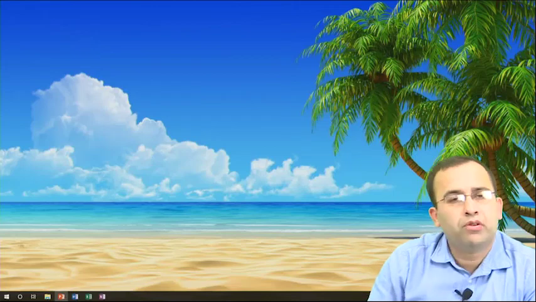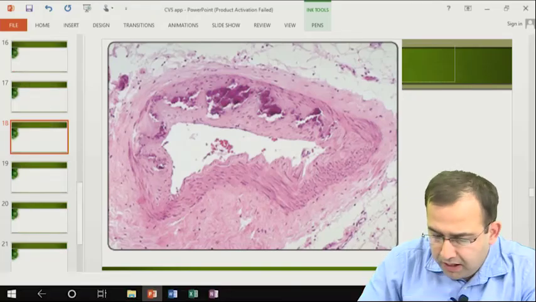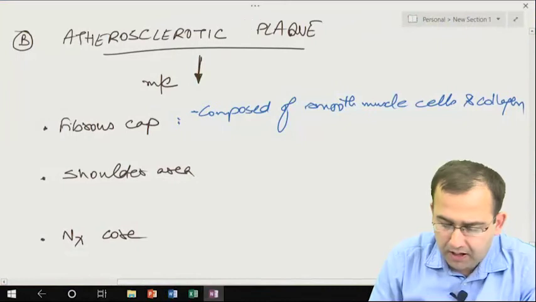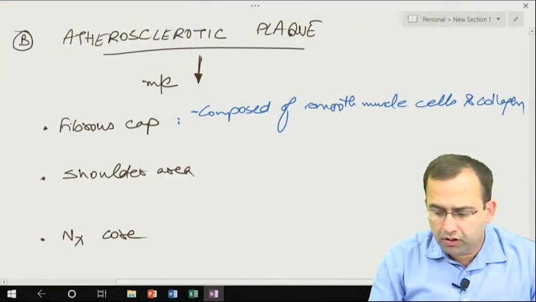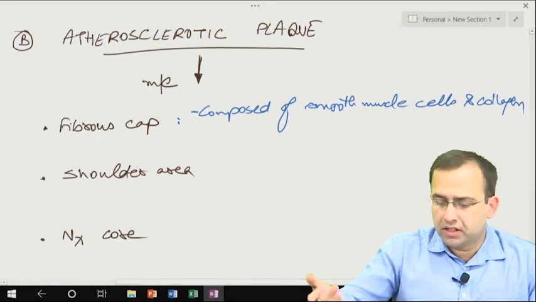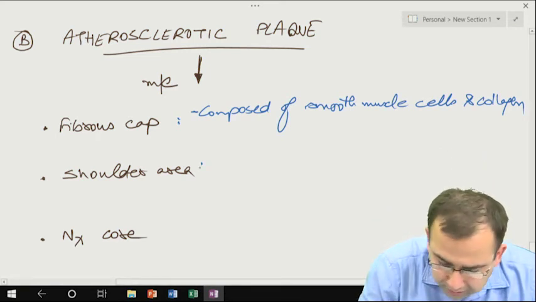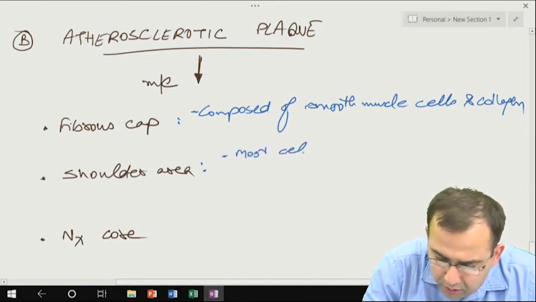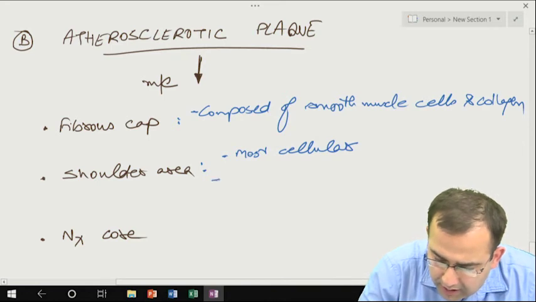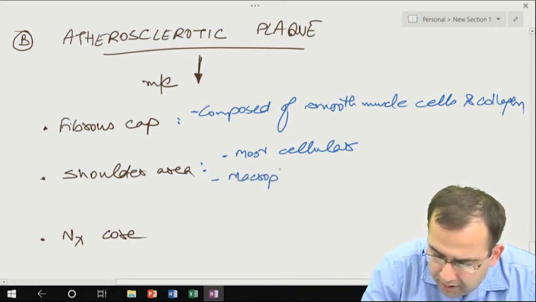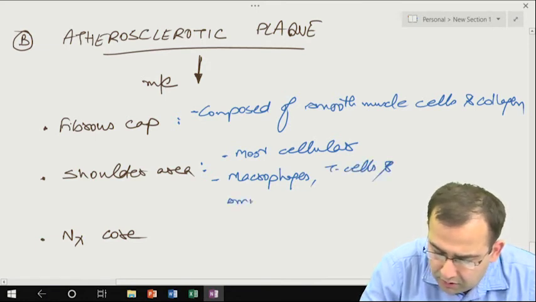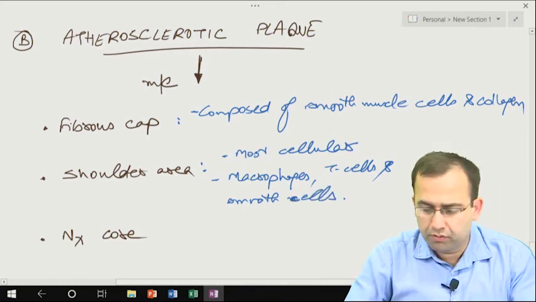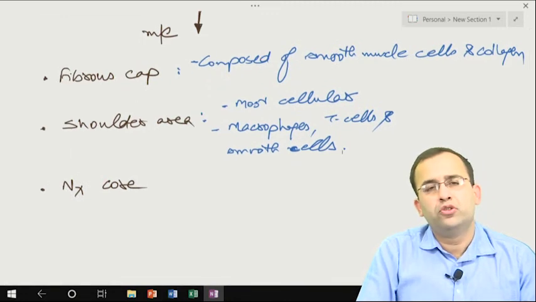Next point. Let us write whatever we have discussed. Microscopically, it shows three areas: fibrous cap, shoulder, and necrotic core. The fibrous cap is composed of smooth muscle and dense collagen. The shoulder area is the most cellular area and contains macrophages, T cells, and smooth muscle cells.